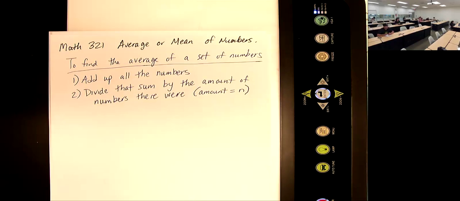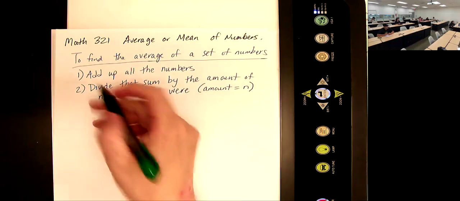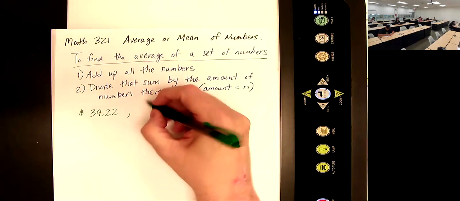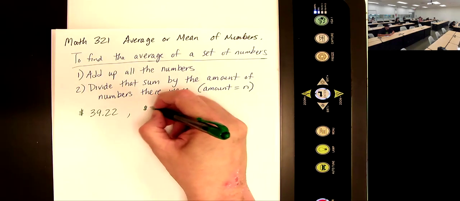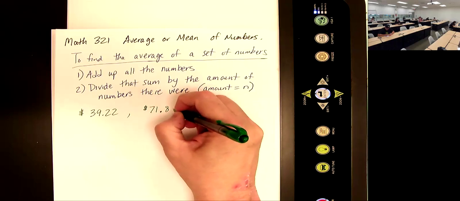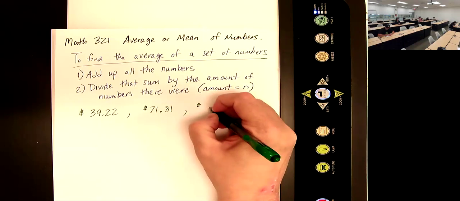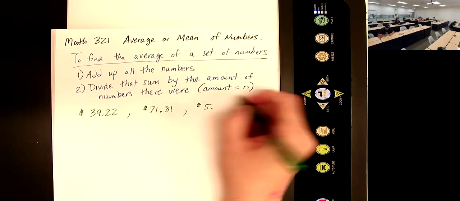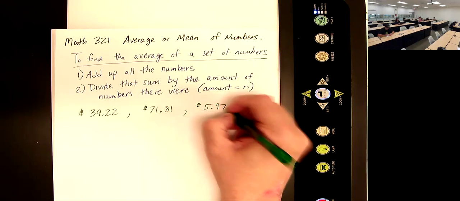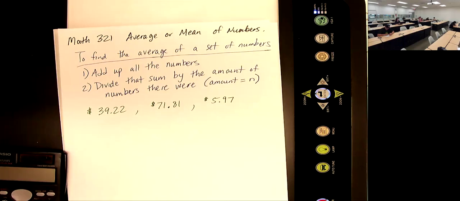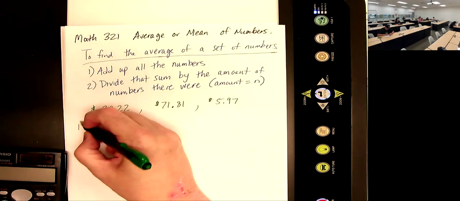So let's say we have, I don't know, $39.22, and we got $71.81 and maybe $5.97. So step one, we will add these all up.